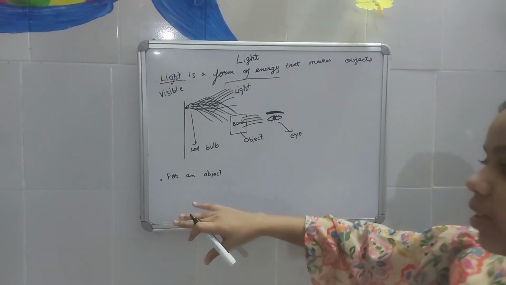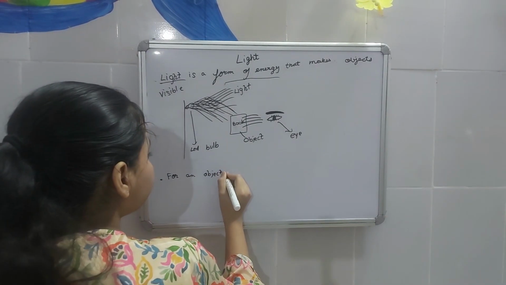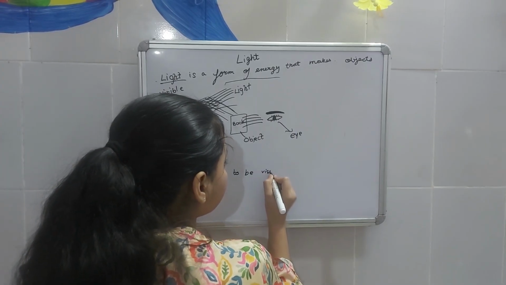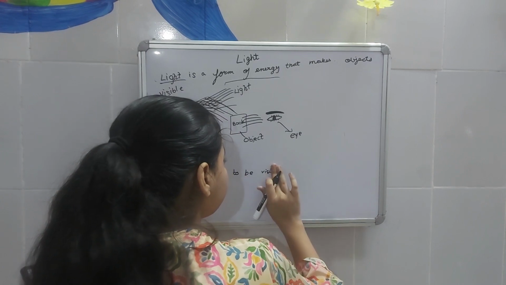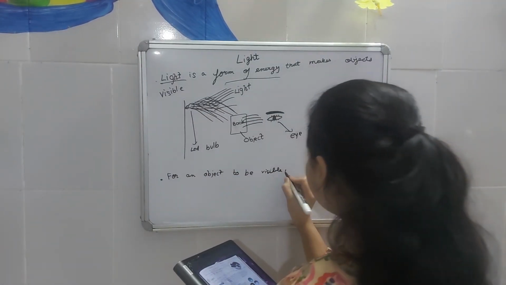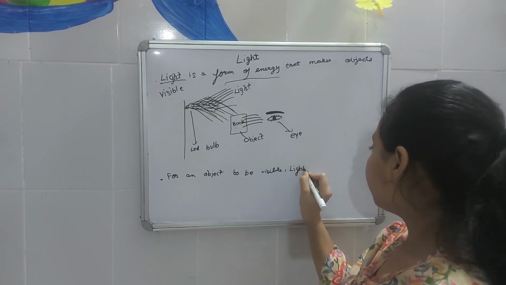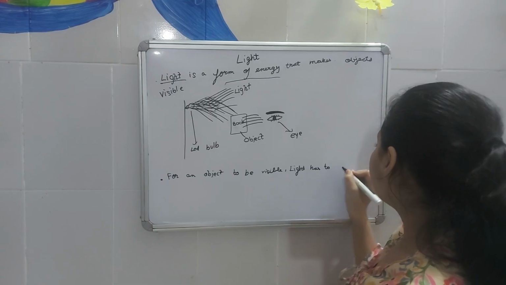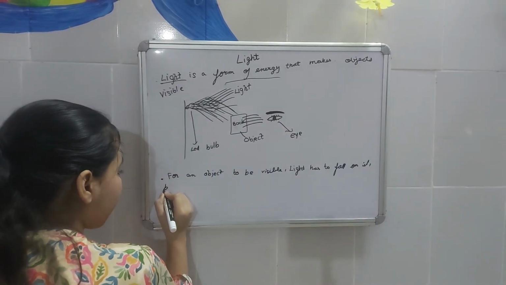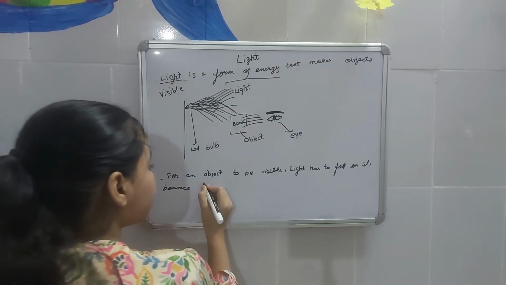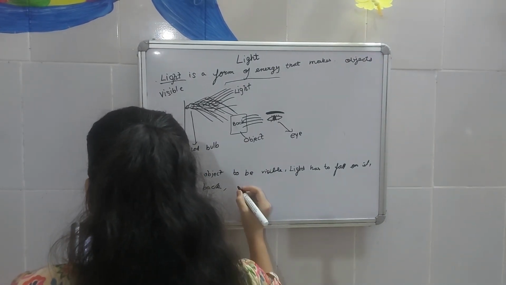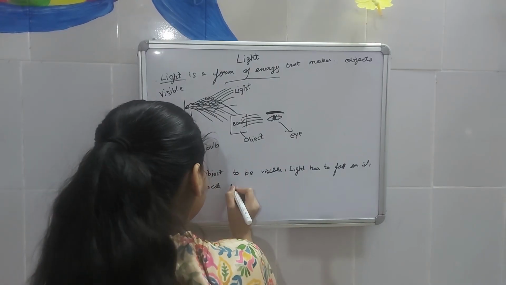Don't put A, because that will be wrong. Then, for an object to be visible, light has to fall on it, bounce back from its surface.